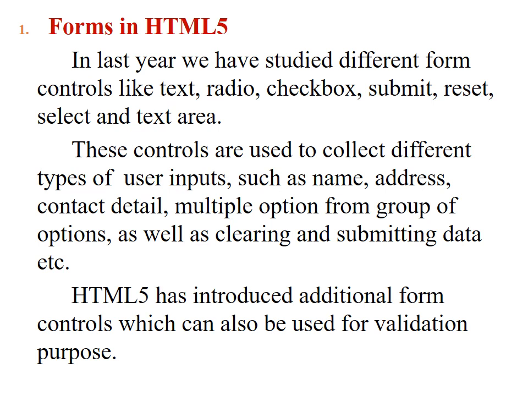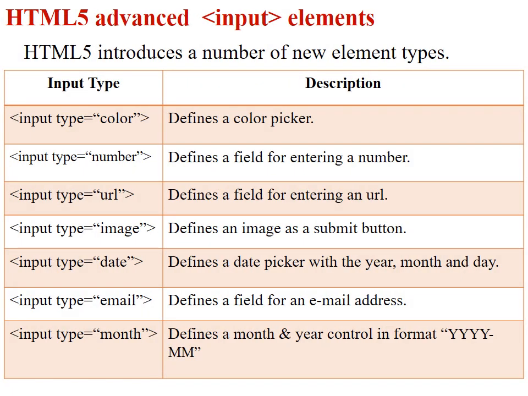So coming to the next slide, HTML5 advanced input elements. HTML5 introduces a number of new element types. Let us see them one by one. First input type control is input type equal to color, which defines a color picker. Here the user has an option to insert a color into the input field. Second control, input type equal to number, defines a field for entering a number. Here the user has an option to insert a number into an input field.